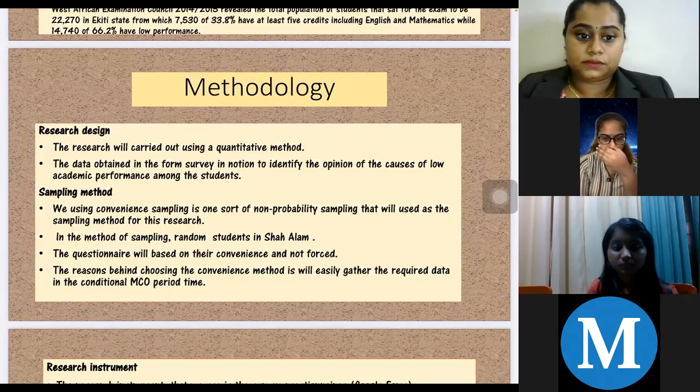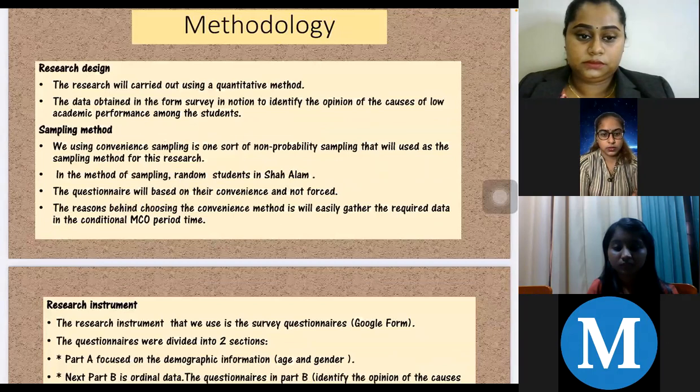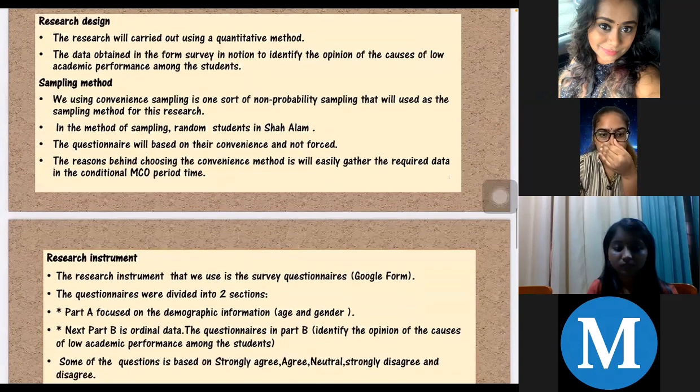So next is the sampling method. We're using convenience sampling, one of the non-probability sampling methods that we use for this research. This method samples random secondary students in Shah Alam. So the questionnaire will be based on their convenience and not forced. The reason behind choosing this convenience method is that it is easy to gather the data, and because of the conditional MCO period.